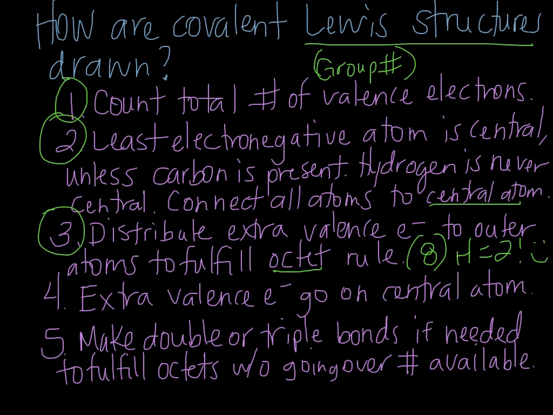The fourth step, if you have any more extra valence electrons, you just put those on the central atom. Now here's where you need to double check. And step number 5, you need to make double or triple bonds if needed in order to make sure that everyone has 8 without going over the total number of valence electrons you have available. So make sure you have all these rules copied down, and we will be using these in class tomorrow when we draw Lewis structures of covalent compounds.